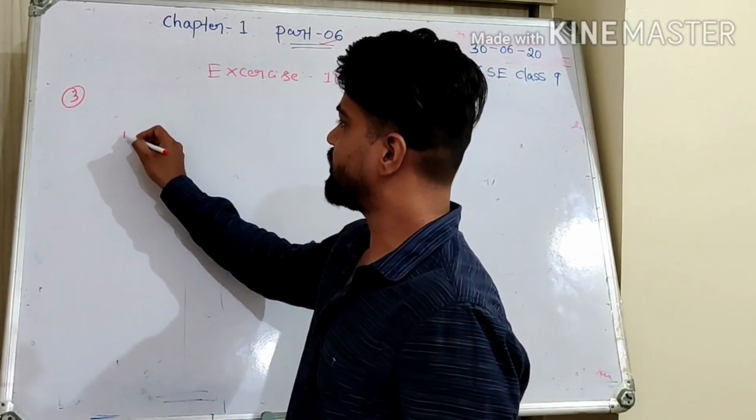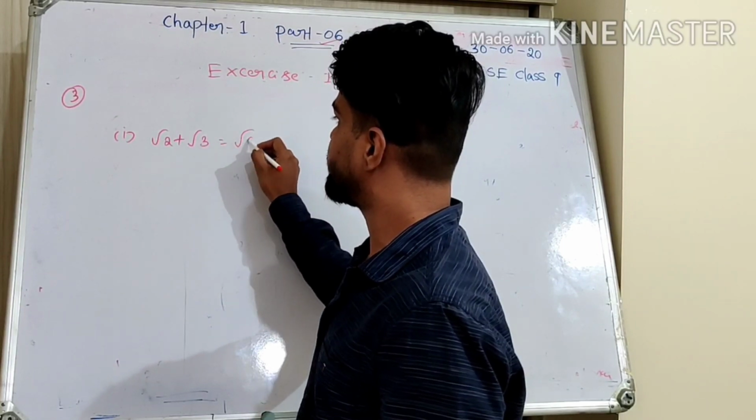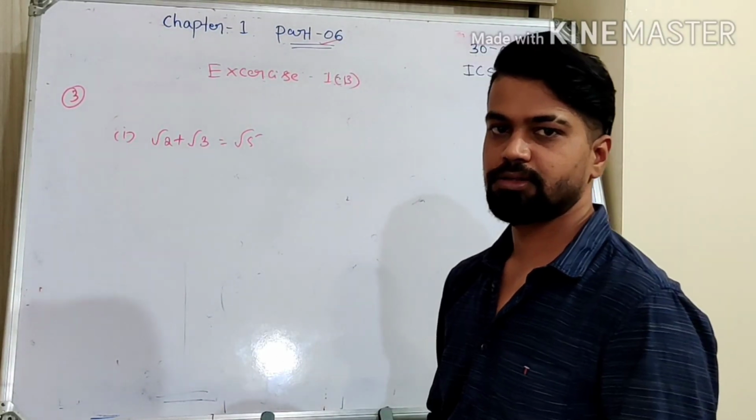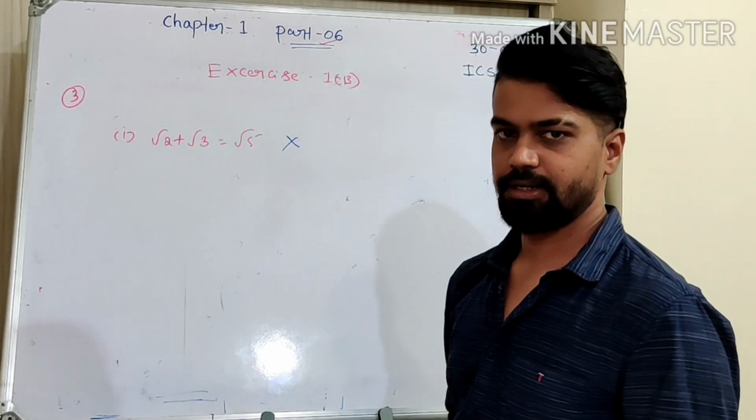So the first one says this. You have to tell me, is it true or false? Root 2 plus root 3 is equal to root 5. Is it true or false? Tell me. This is false. We cannot add it like that.